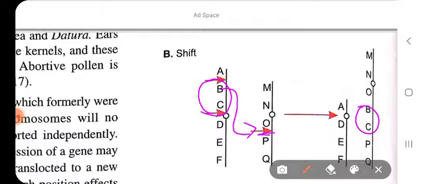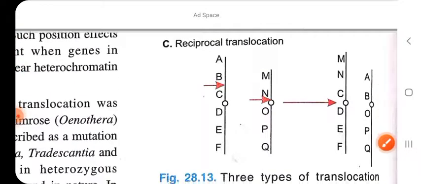So this is called shift translocation. That means the broken segment is going to be inserted inside a region of a non-homologous chromosome. So 3 breaks have to be made for shift translocation: 2 breaks right here, and 1 break has to occur on a non-homologous chromosome where the broken segment has to be inserted.